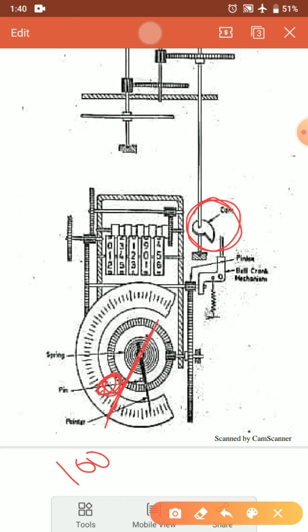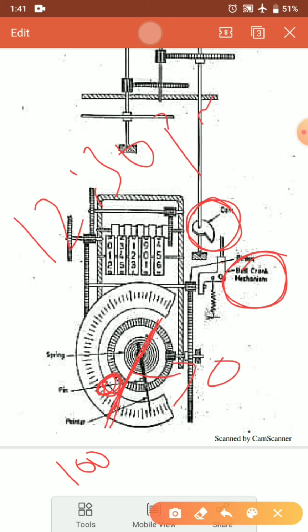This cam will rotate and it will give a signal to the bell crank mechanism in such a manner that this pointer will return back to 0. That is, at 12:30 again the pointer will return back to 0. Then from 12:30 it will start rotating again, and at 1 p.m. the demand was 80, so the pointer will only come up to 80. That is, the pin is still at 100 units.